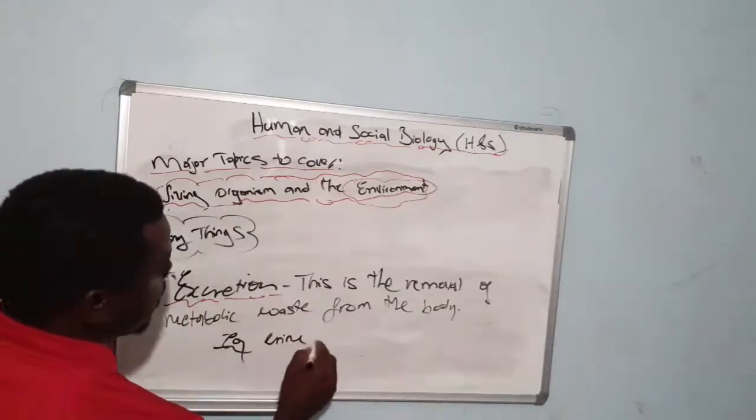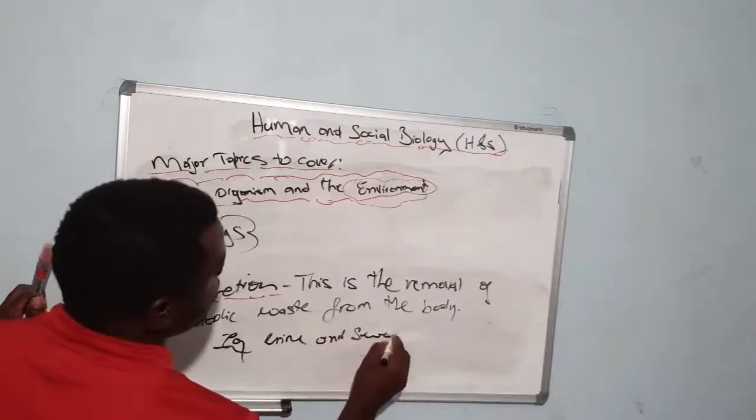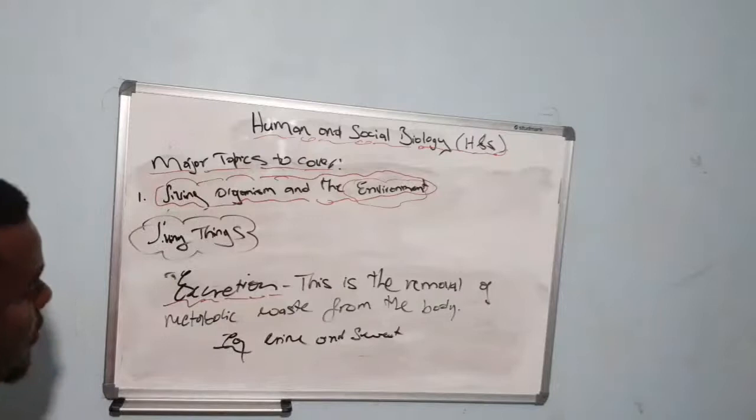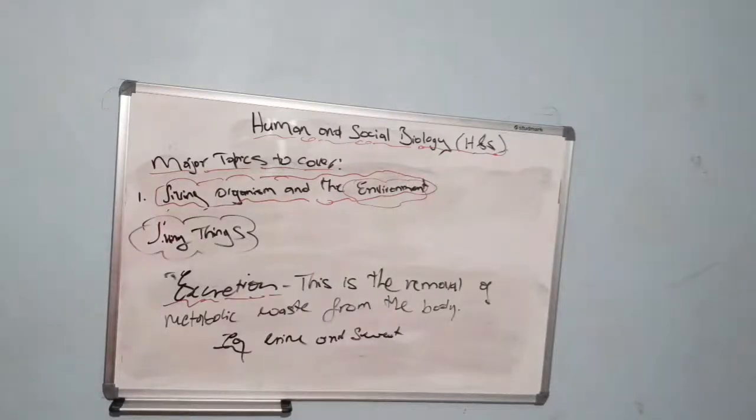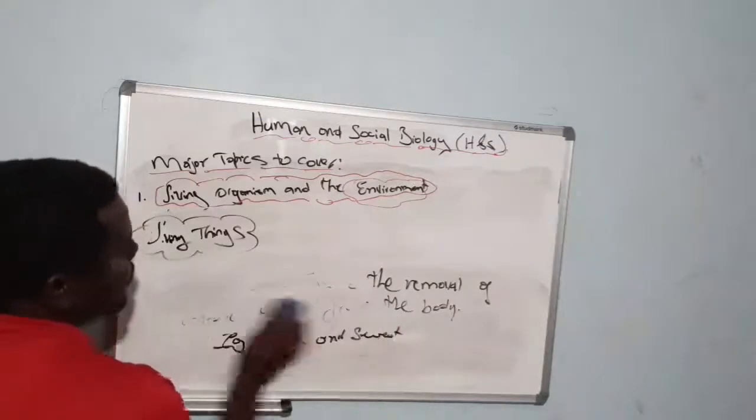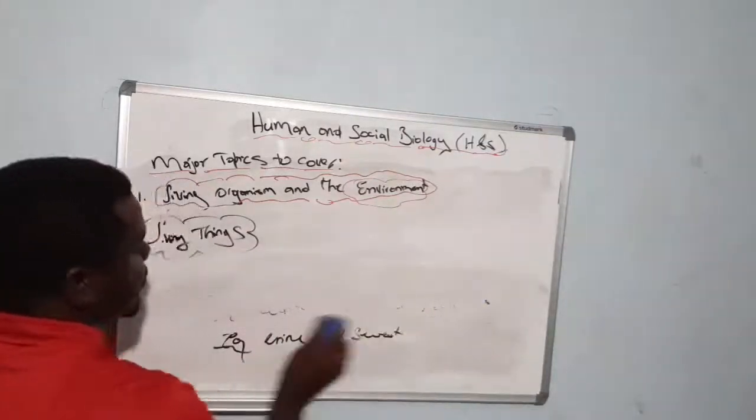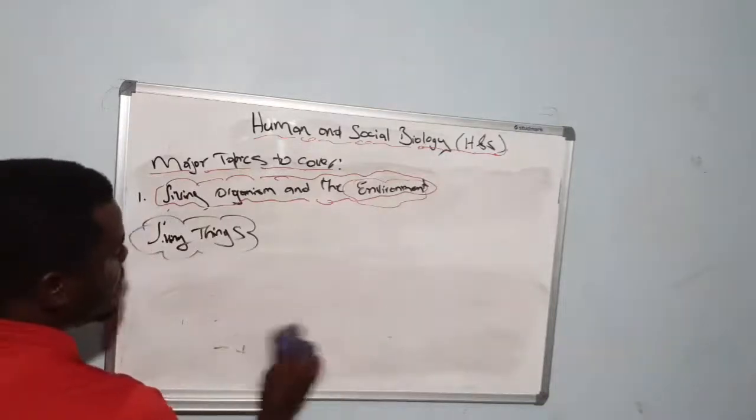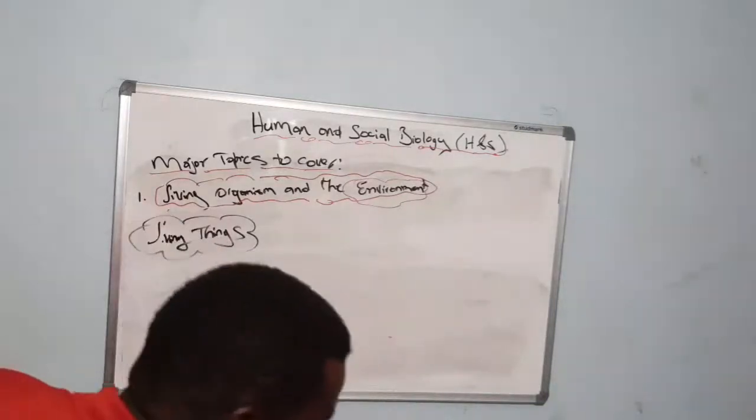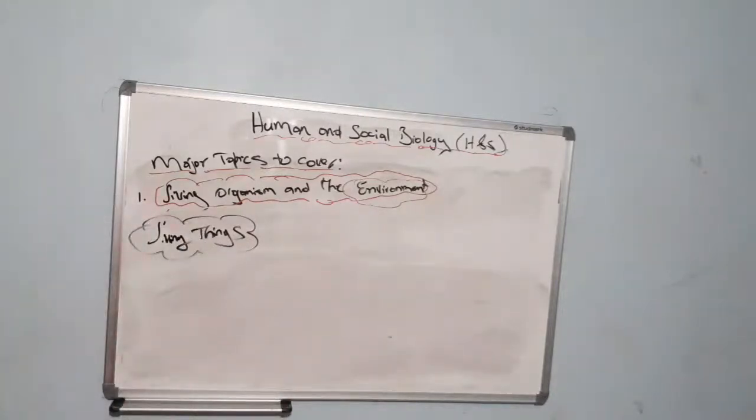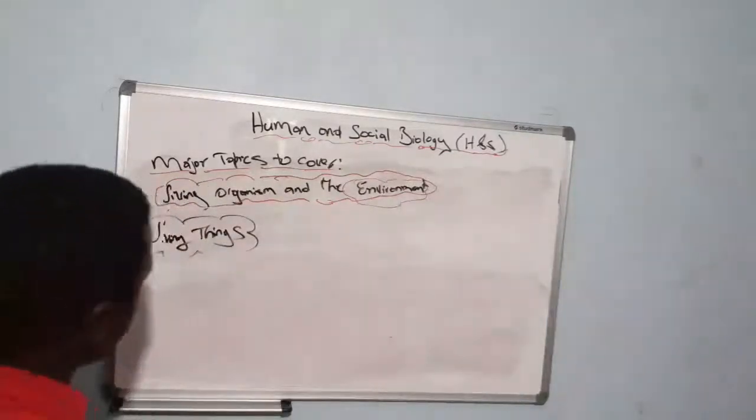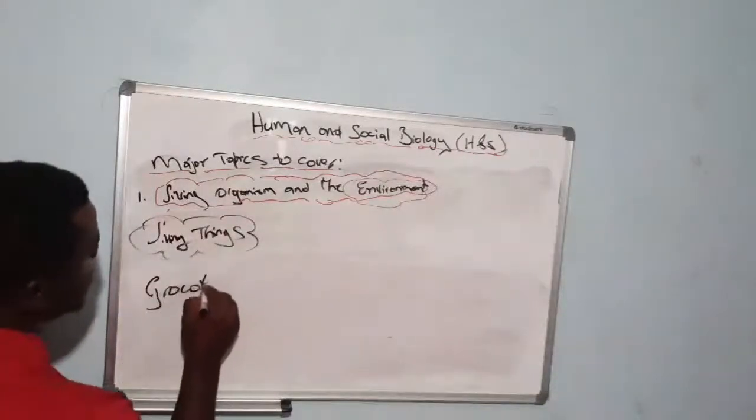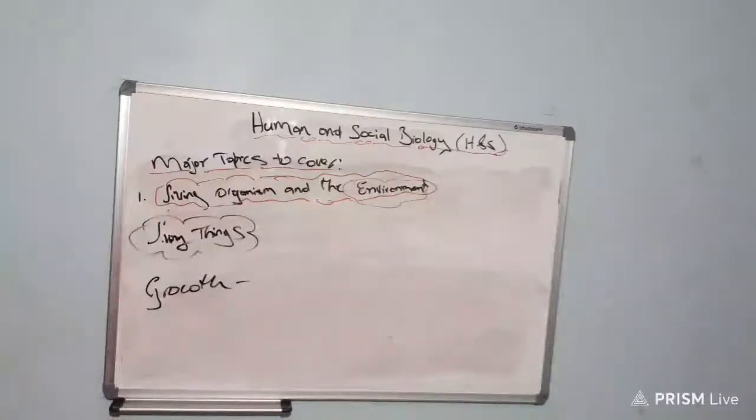Urine and sweat. Those are excretory products. So the next up on our list is growth.